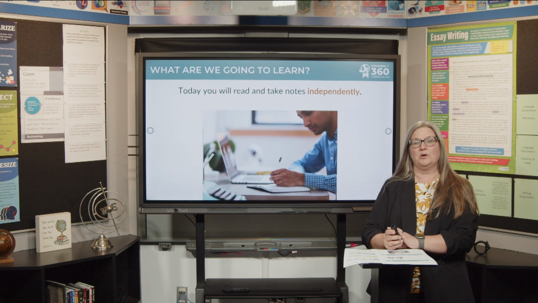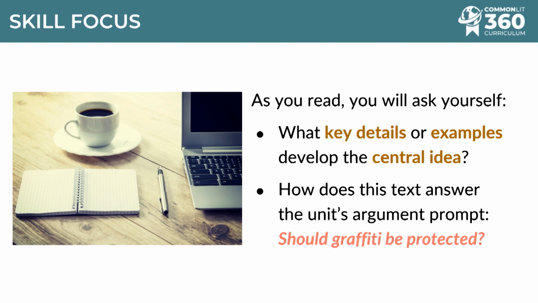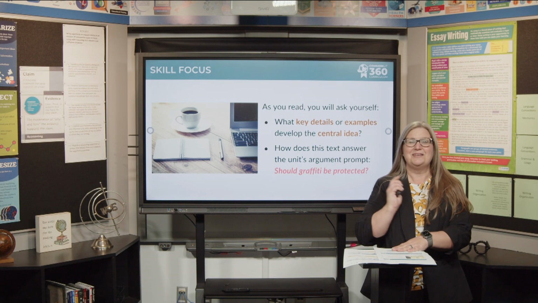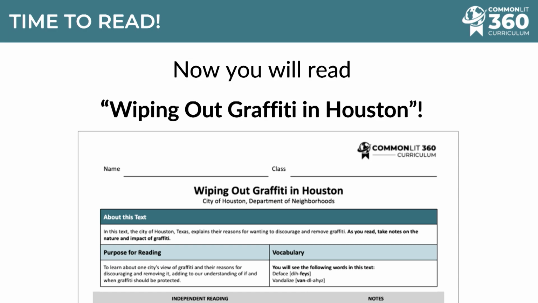Today, as you read, you will be reading and taking notes independently as we move through this article. And just like on the other articles, your skill focus is looking at key details and examples that develop the central idea. How does this text answer the unit's argument prompt? Should graffiti be protected? So if you're ready, I am too. So independently, you are going to read Wiping Out Graffiti in Houston. Remember to answer the questions in the margins as you read.